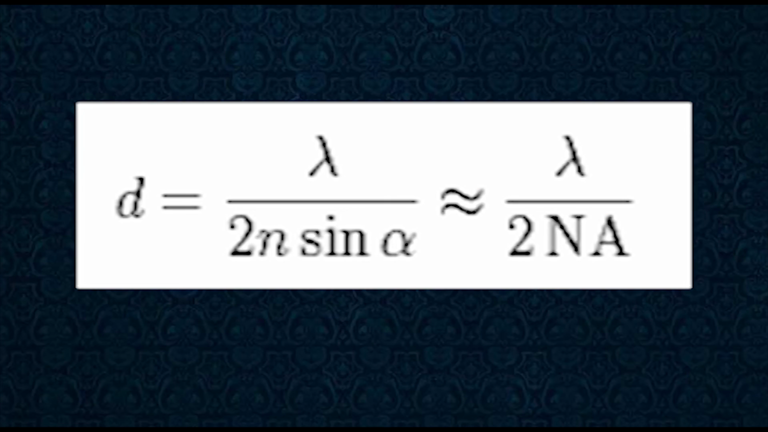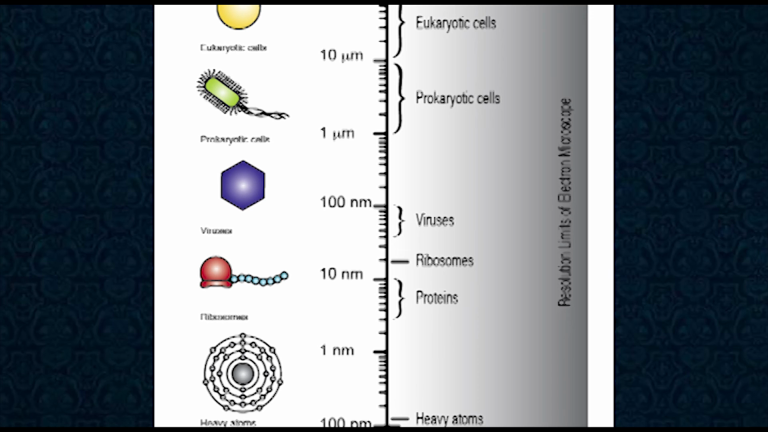By plugging this into the resolution equation, the highest value of d one can feasibly achieve is around 200 nanometers. This was a fairly aggravating roadblock, as this essentially said that the optical microscope could not view things such as viruses, ribosomes, and anything else less than 200 nanometers in length.